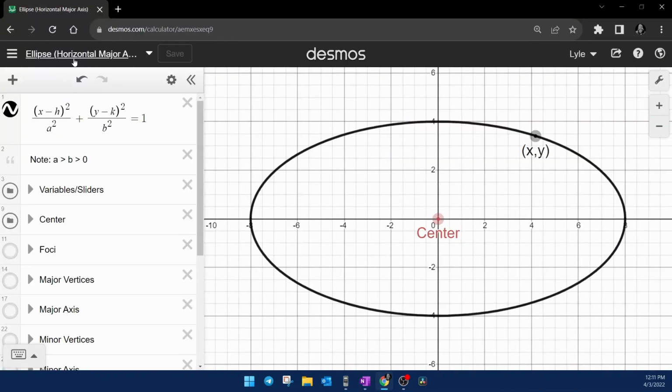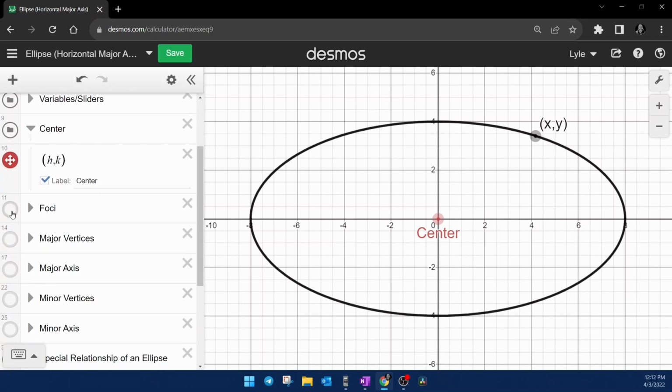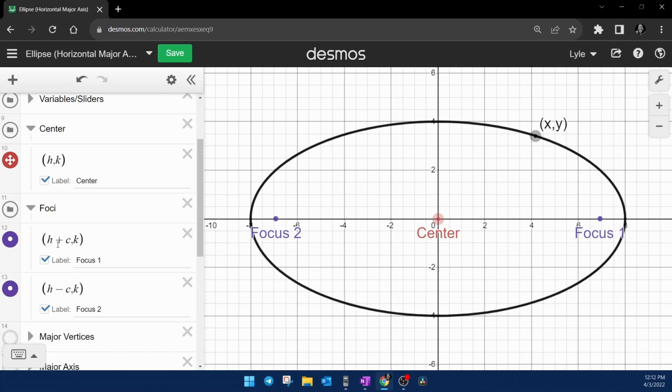So we're going to start with the ellipse with a horizontal major axis. I've got the equation input here. You're going to see that a horizontal major axis means that the ellipse is longer horizontally than it is vertically. I've got the center already turned on. Notice the center is the ordered pair h, k. Then looking at the foci, remember those were h plus or minus c, k, and you can see the location of the foci in the ellipse.